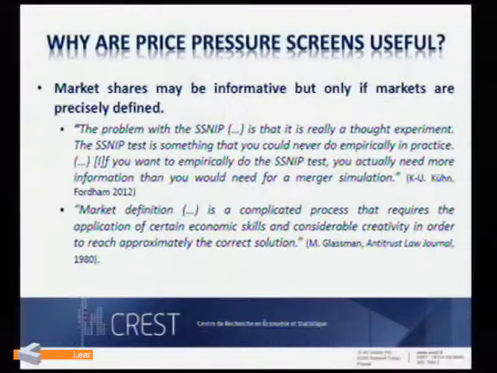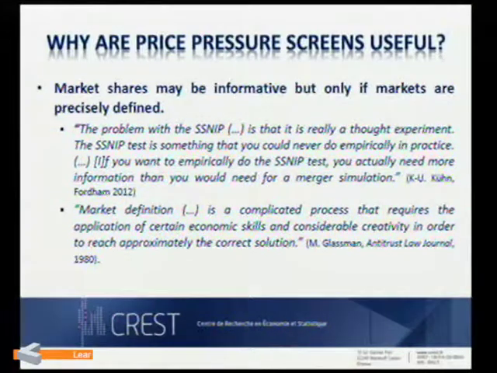So why are price pressure screens useful? I'm not going to compare with merger simulation and look at the difficulties with merger simulation, but rather look at where we are starting from. What we are normally using are market shares, or market share-based tests. These market shares can be very informative, as long as you properly define your markets. And that's an extremely difficult exercise.